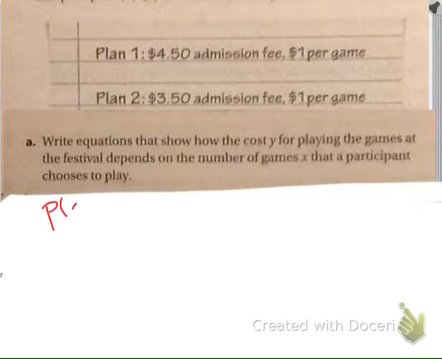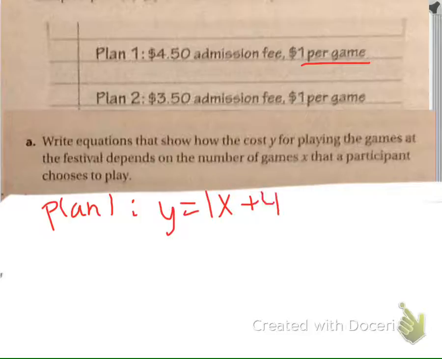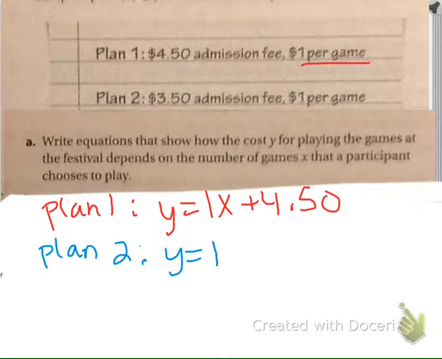So plan 1, my slope, since it says per game, is 1. So y equals 1x plus $4.50 to get in. And then plan 2 is y equals 1x again, because $1 per game, plus $3.50 to get in.